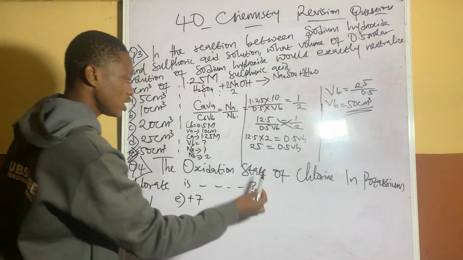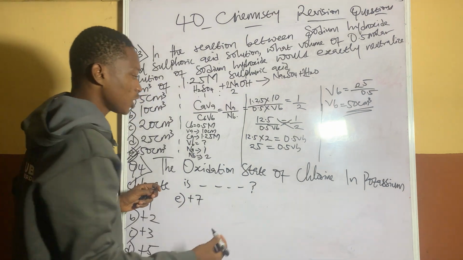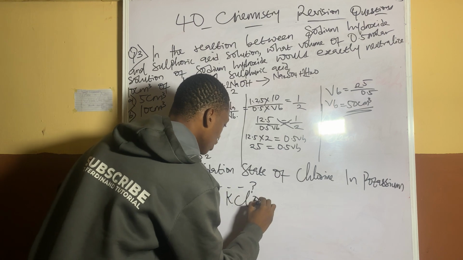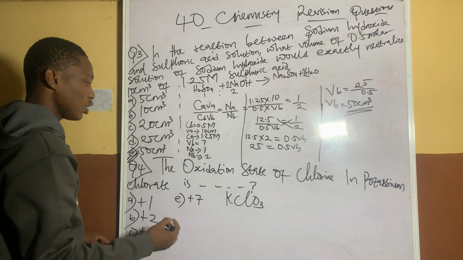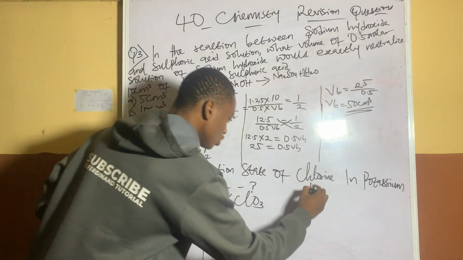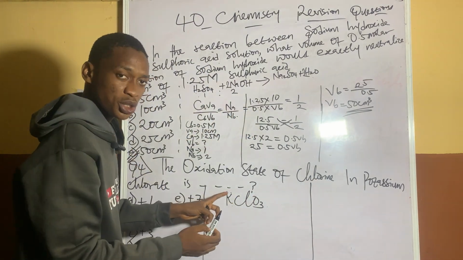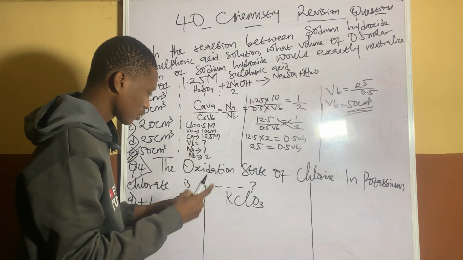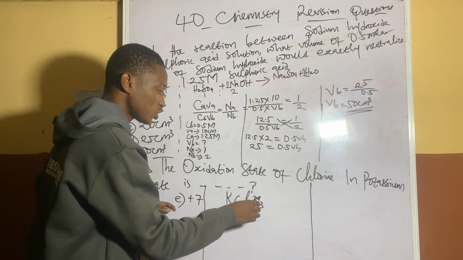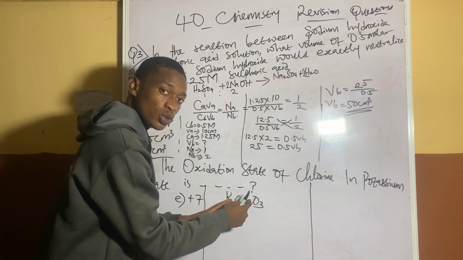It said the oxidation state of chlorine in potassium chlorate is dash. What is potassium chlorate? Potassium chlorate is KClO3. So for us to calculate the oxidation state, we need to understand some things. Now this is potassium. The oxidation state of potassium is +1. The oxidation state of oxygen here is -2. So we are looking for the oxidation state of chlorine.